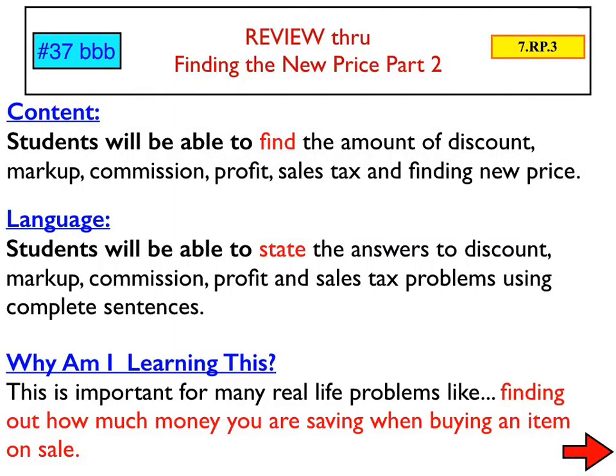47 triple B. We are reviewing everything we learned so far about this topic, which is all the markup, discount, commission, profit, tax, tip, finding new price, because you have a quiz on all of that material tomorrow.